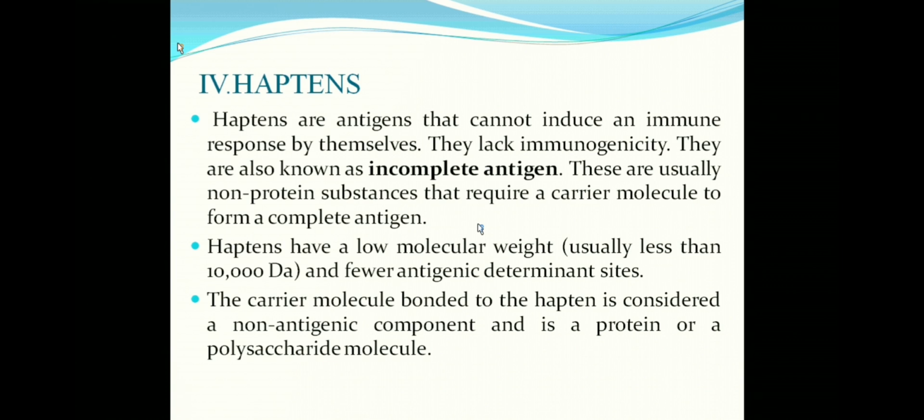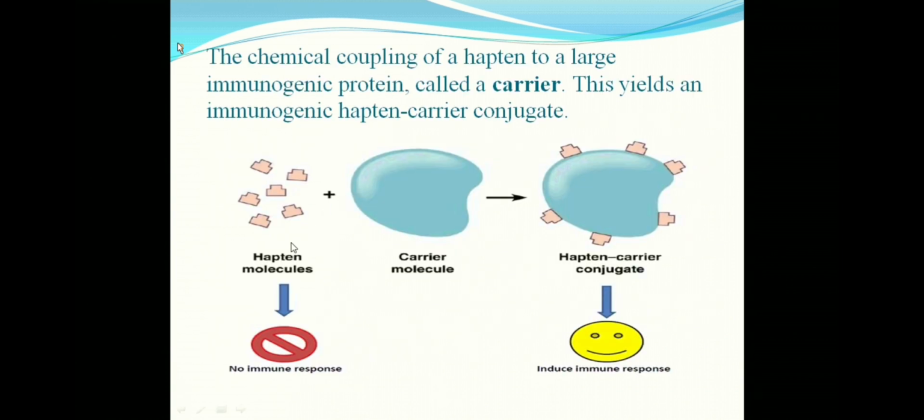Here this is the hapten. It's a small molecule but no immune response. When the hapten combines with carrier molecule to form a hapten-carrier conjugate, then it induces the immune response. So the chemical coupling of a hapten to a large immunogenic protein called carrier yields an immunogenic hapten-carrier conjugate. So this is the complete one. So it produces immune response.